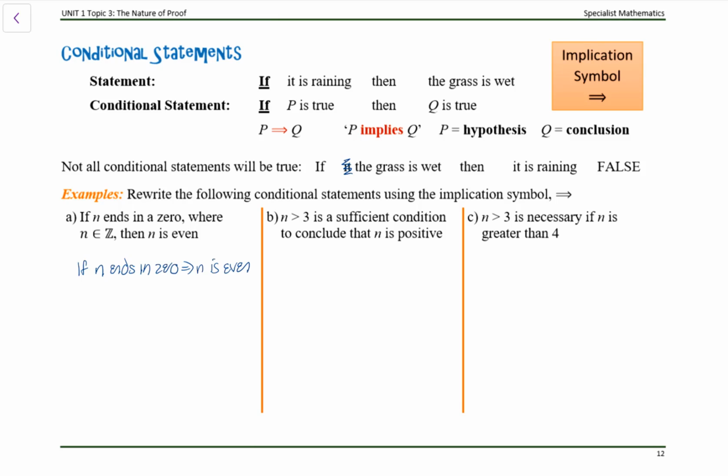Okay? The next one: if n is greater than 3, is a sufficient condition to conclude that n is positive. So if n is greater than 3, this implies n is positive. It's very dodgy. You could also write that if n is greater than 3, this implies n is greater than 0. It's positive.